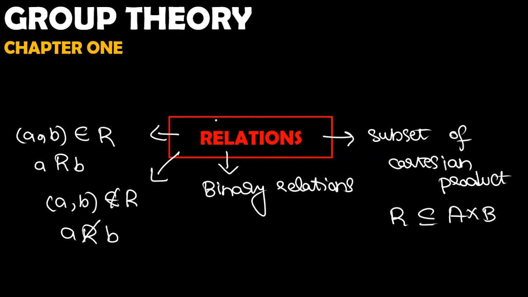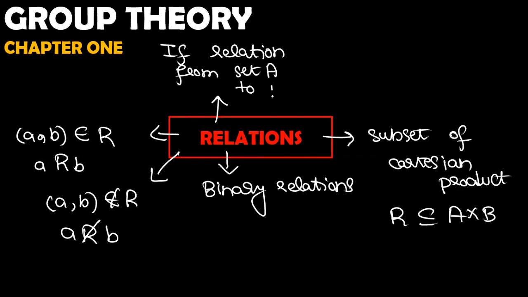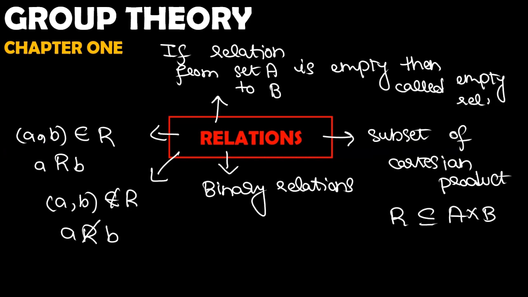If there is no relation between two sets, if the relation from set A to B is empty, then it is called an empty relation.